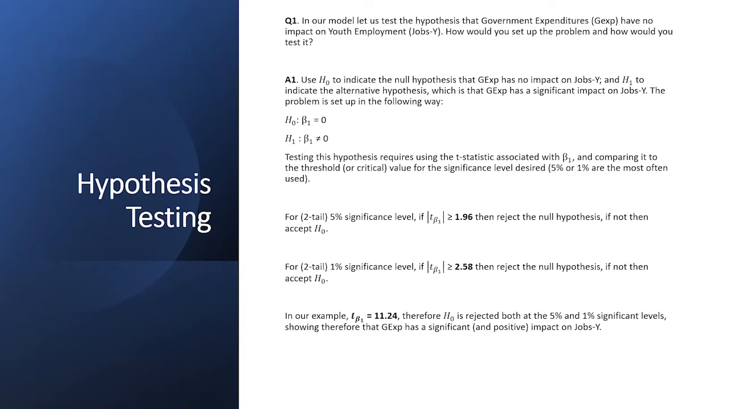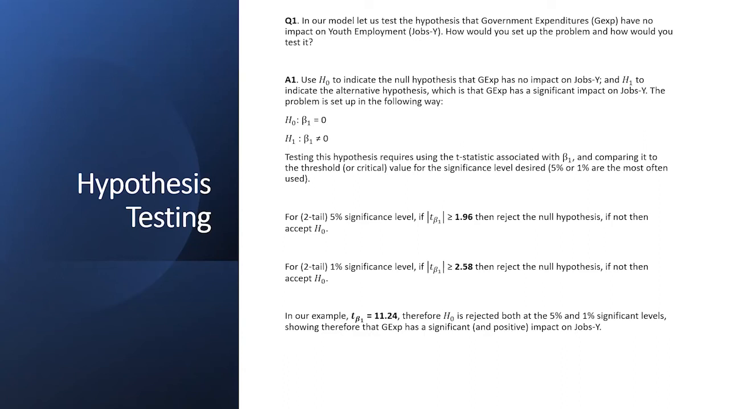In some cases, we can be more specific and say that beta one is greater than zero, or that beta one is less than zero. That's known as a one-tail hypothesis testing. We'll see what that means, the tail. But here we will capture both and stay more general in terms of our hypothesis, and say that beta one is not equal to zero.